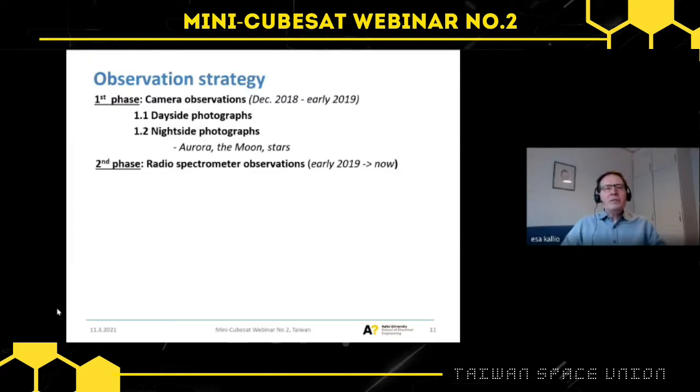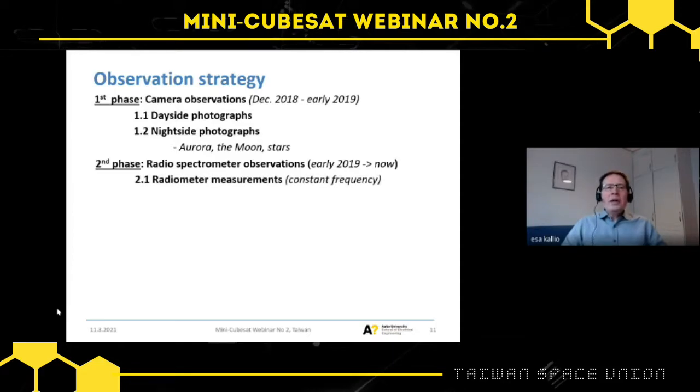And after this first phase, we started the second phase. And actually, this is the phase where we are at the moment. And I believe that this is the phase where we will be for several years. So we will focus on radio wave spectrometer observations. And maybe already now, it always takes a little bit or quite a lot of time to really become familiar with the instrument.